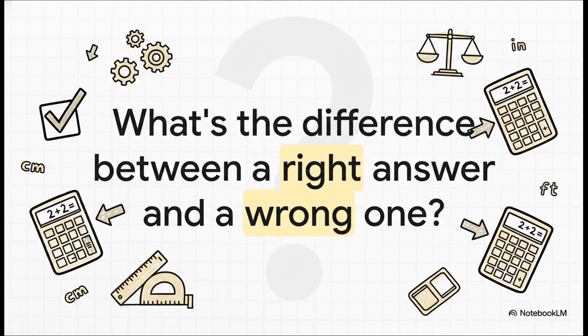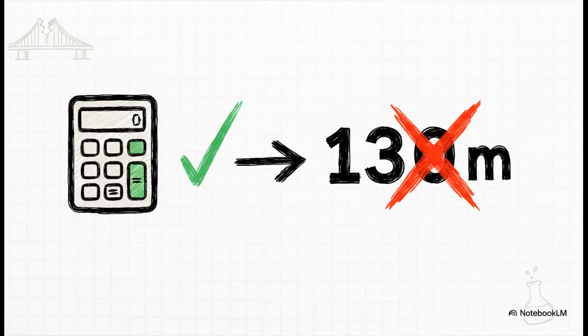I mean, it sounds like a trick question, right? You do the math, you get the number, you move on. But what if I told you that the biggest difference, the thing that really separates right from wrong, often isn't the calculation at all? Yep, it's the units. You can have a perfectly calculated number, but if the units are wrong, the whole answer is wrong. It's a tiny detail with massive consequences. So let's make sure we nail this every single time.